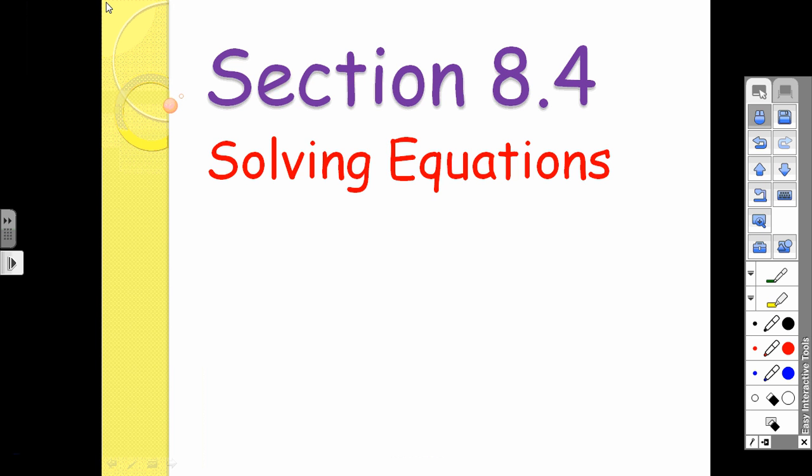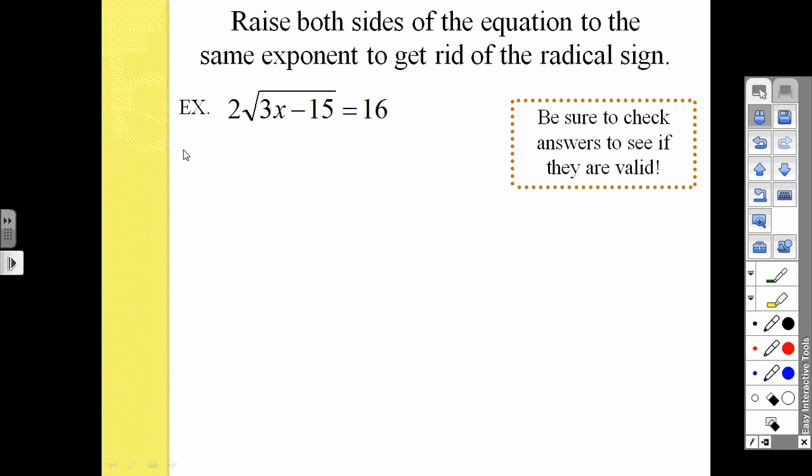Alright, so section 8.4, we're going to solve equations. And these are equations that have radicals in them, right? So in order to solve an equation where your variable is underneath or inside your radical sign, you're going to raise both sides of your equation by whatever the index of that radical is. So if it's a square root, you're going to square both sides. If it were a cube root, you're going to cube both sides.